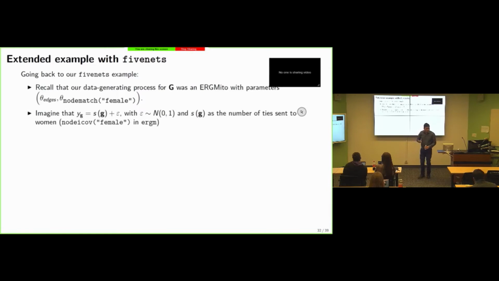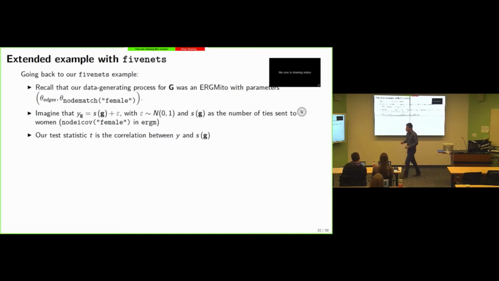And suppose that, again, this is the part that we don't know as researchers, right? But imagine that this is how the outcome variable was generated. The outcome is just a function of nodematch on female, so this is the number of ties that were sent to female teammates, plus some error terms. So that's your outcome variable. That's what we're going to try to see is associated with the outcome. And our test statistic will be just the correlation between this outcome variable and the actual parameter that we just used to generate it, right?